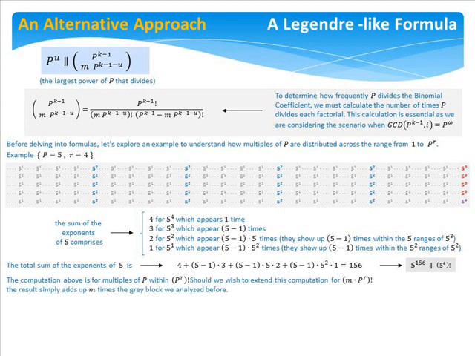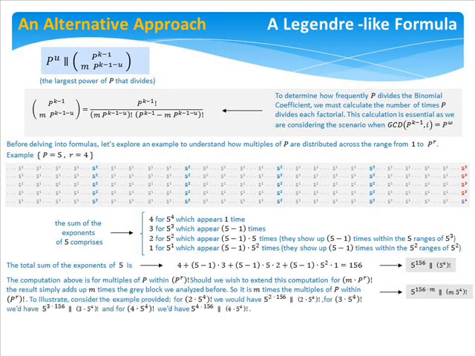Should we wish to extend this computation for factorial of m times p raised to r, the result simply adds up m times the great block we analyzed before. So it is m times the multiples of p within p raised to r factorial. There you have an example to illustrate what we just discussed.